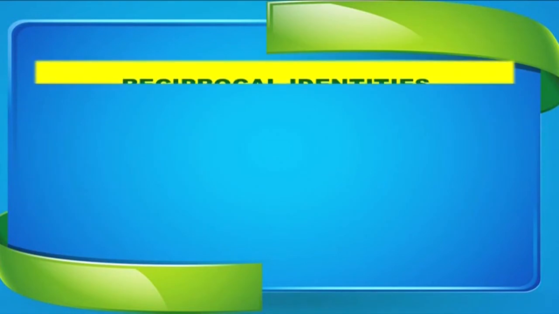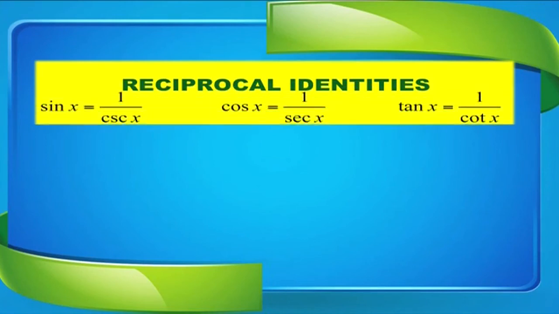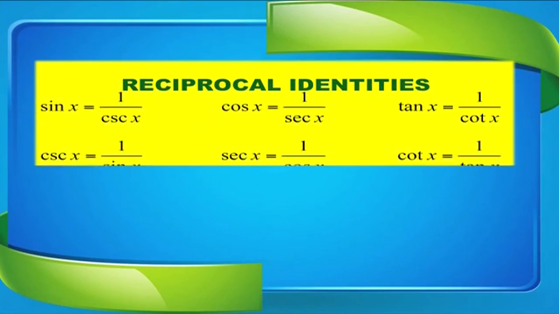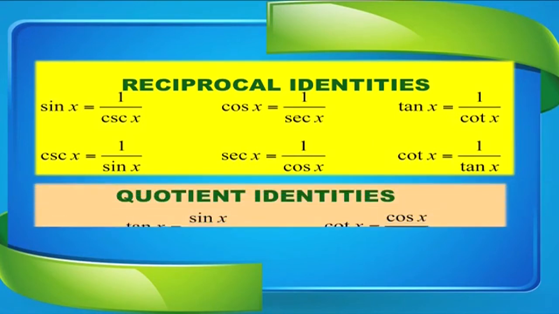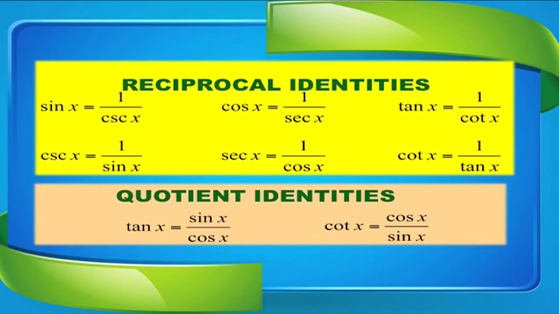You already know about reciprocal identities, that is, sin x is equal to 1 upon cosec x, cos x is equal to 1 upon sec x, tan x is equal to 1 upon cot x, cosec x is equal to 1 upon sin x, sec x is equal to 1 upon cos x, and similarly cot x is equal to 1 upon tan x. Coming to the quotient identities, tan x is equal to sin x upon cos x, and cot x is also written as cos x upon sin x.